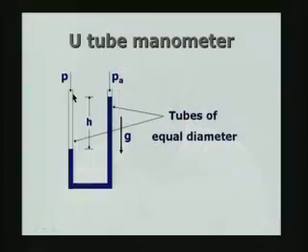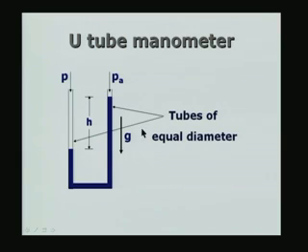Most of us do use it in the laboratory, and it simply consists of two tubes as shown here, two tubes of equal diameter connected by a tube here. What is important is the diameter of the tube. The vertical legs of the U-tube must have the same diameter. The one which is bridging the two need not have the same diameter, it could be of any diameter.